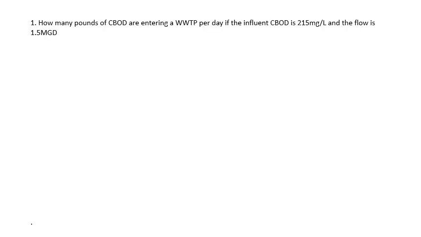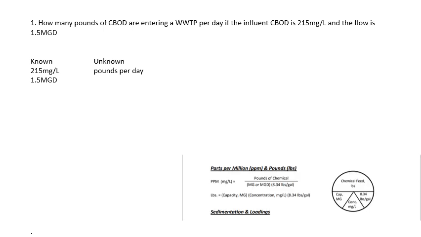Question 1. How many pounds of CBOD are entering a wastewater treatment plant per day if the influent CBOD is 215 milligrams per liter and the flow is 1.5 million gallons a day? So you're going to pull out your knowns, pull out your unknowns. What we know is 215 milligrams per liter and a flow of 1.5 million gallons a day. What we're looking for is the pounds per day. So we're going to use the pounds per day formula.